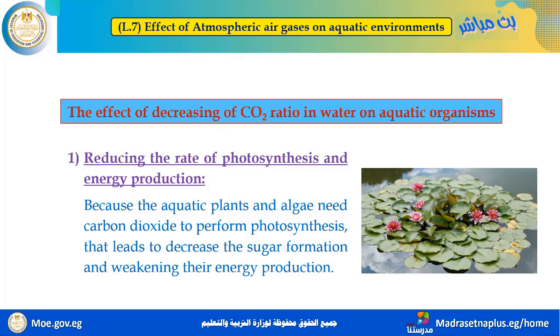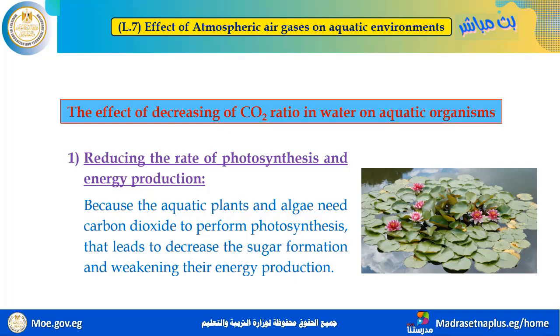So reducing the rate of photosynthesis and energy production, because the aquatic plants and algae need carbon dioxide to perform the photosynthesis process. That leads to decreased sugar formation and weakening their energy production. As we mentioned before, in the photosynthesis process, the product will be glucose, which is the source of the energy for the living organism.